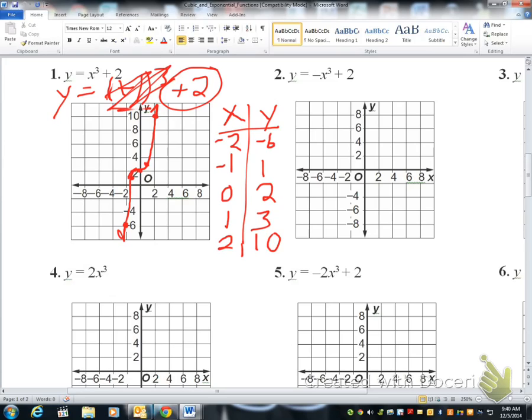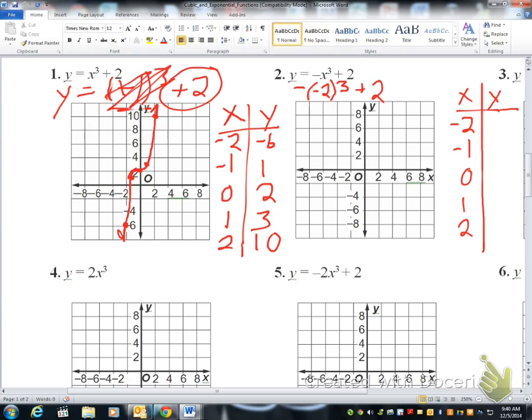Now this one is essentially the same thing with one big exception. What is that? It's a negative x. So I'm going to use my same values, negative 2, negative 1, 0, 1, and 2. But here's what we need to remember. This is negative whatever x is cubed. So if I have negative 2 cubed, plus 2, I need to first do negative 2 cubed and then negate it.